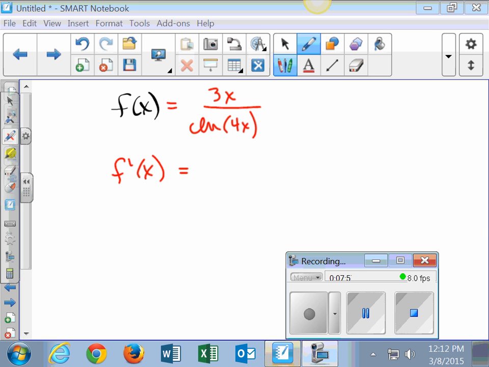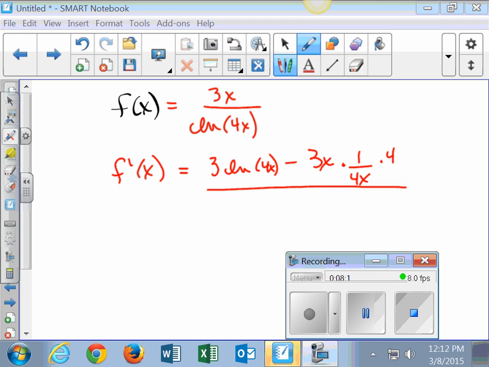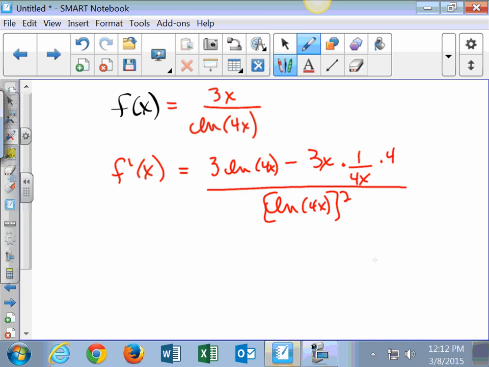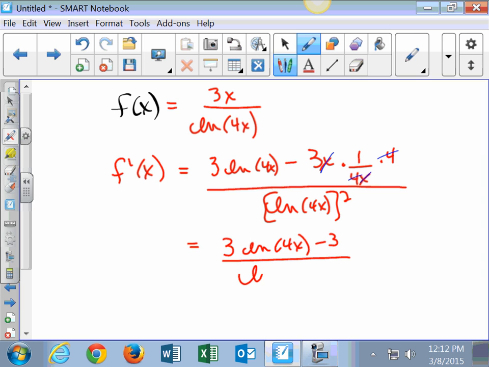So I'm doing the quotient rule. So I have low d high, so the high derivative is 3 times the natural log of 4x minus high d low, so I get 1 over 4x times the derivative of the 4x, which is 4, all over low squared. Okay, so looking at this and reducing a little bit, I am going to see the x's cancel here and the 4's cancel there. So what I have left then is 3 natural log of 4x minus 3 all over the natural log of 4x quantity squared.